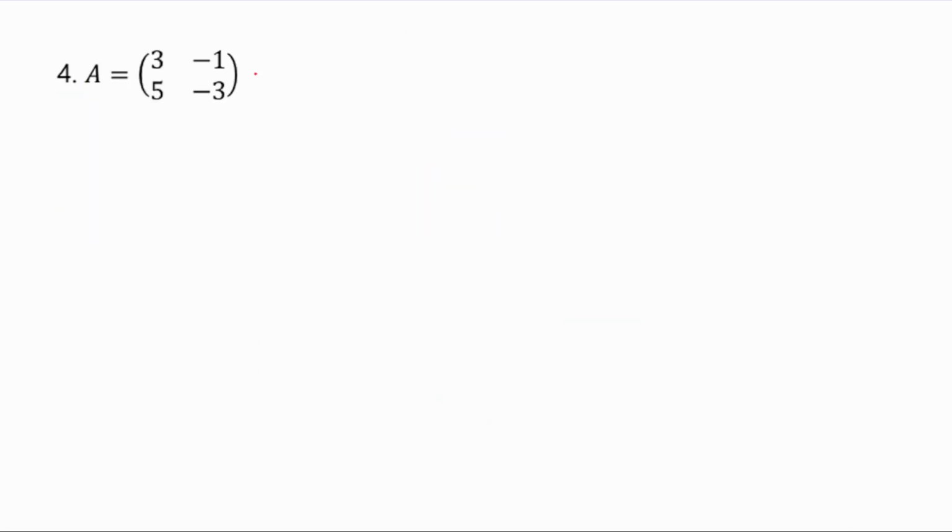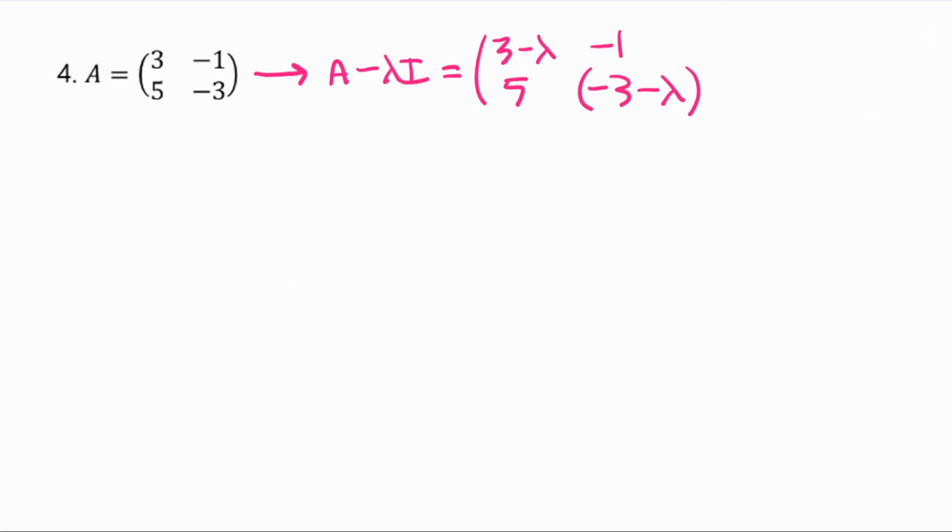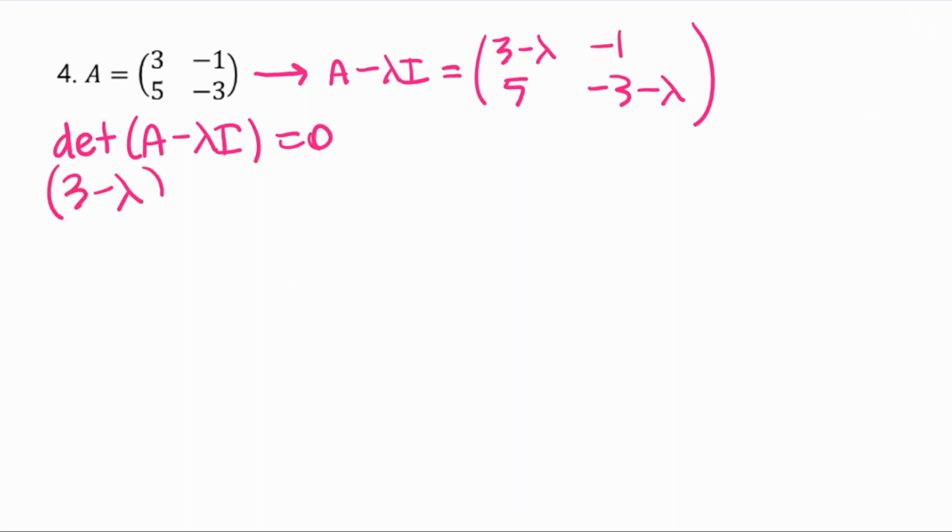Okay, number 4, the last one of these. We're going to go to A minus lambda I. That's going to be 3 minus lambda, negative 1, 5, and negative 3 minus lambda. And then I'm going to find the determinant of A minus lambda I and set that equal to 0. So this determinant is going to be 3 minus lambda times negative 3 minus lambda, minus negative 5. That needs to equal 0.